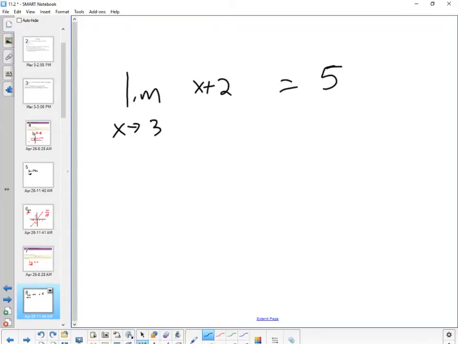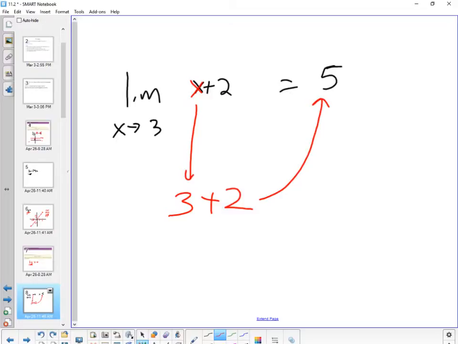Well, let me think about this real quick. What would the limit of x be as x approaches 3? Think back to the identity function. What would the limit of x be as x approaches 3? It would be 3. What would the limit of 2 be as x approaches 3? 2, because it's a constant. What is 3 plus 2? 5.